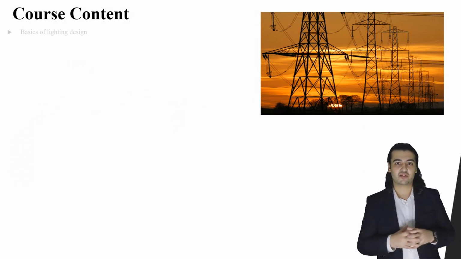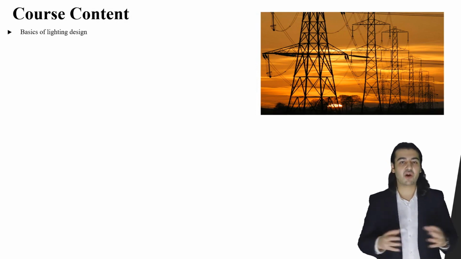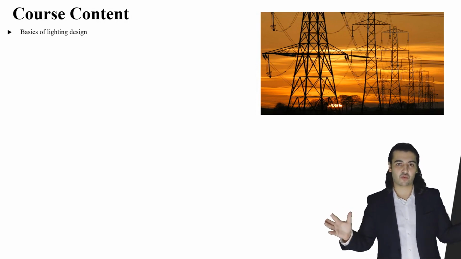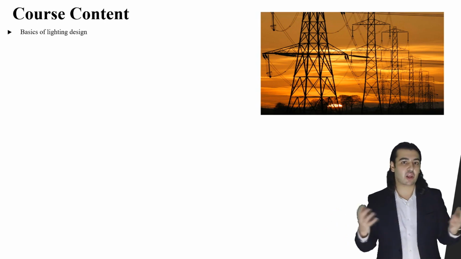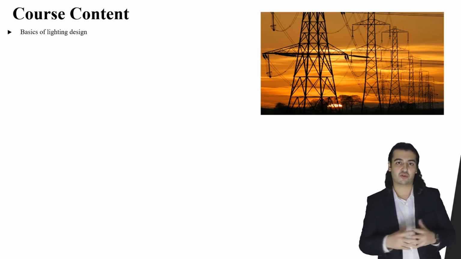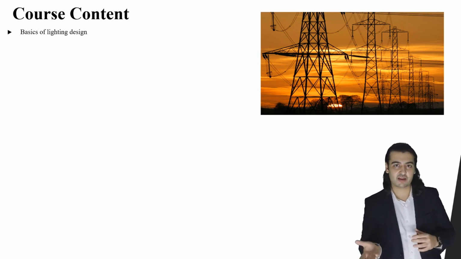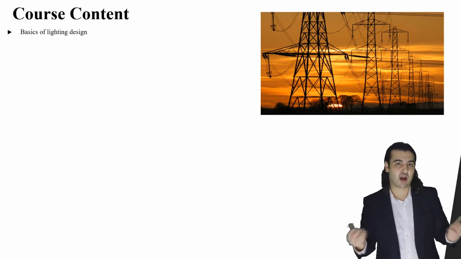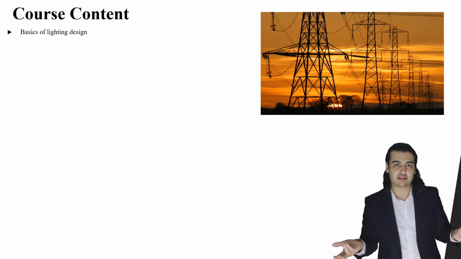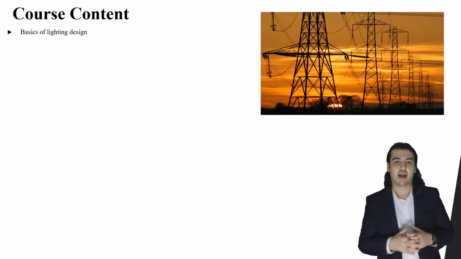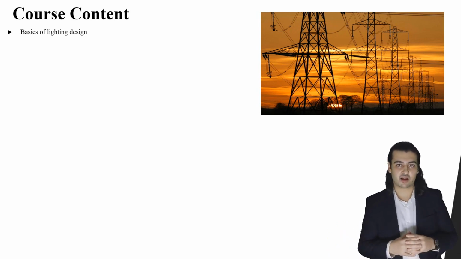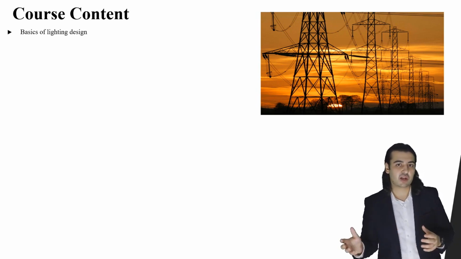So the course starts with the basics of lighting design. So what does this mean? If I would like to design the lighting of a room, I would like to select the luminaires required in order to provide the required lux inside the room. So we will learn what a luminaire means, how we calculate the lux inside a room, and how to design the lighting system inside a room using manual calculations.